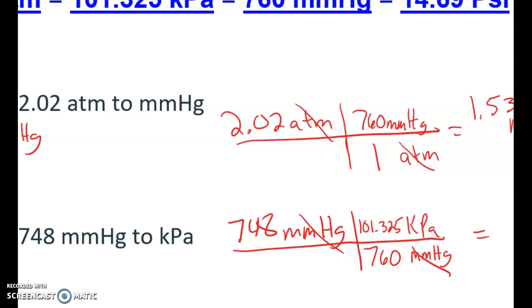So millimeters of mercury cancel, and I'm left with kilopascals, so 748 times 101.325 divided by 760, and you should get the same answer I have over here, 99.73 kilopascals. And that's how you do conversions. Go ahead and do your practice problems.